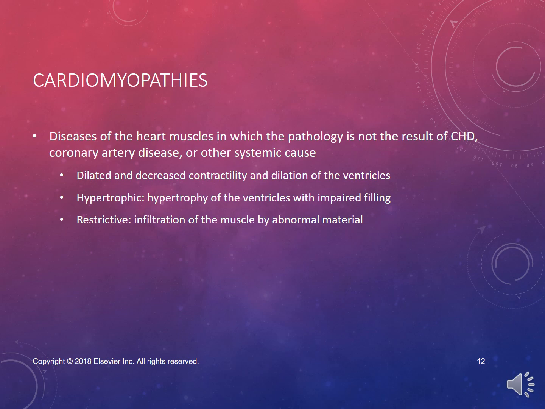There's hypertrophic, which is hypertrophy of the ventricles and has impaired filling. And there's restrictive, which is where abnormal material is causing the heart to not pump appropriately. Your most common is going to be hypertrophic cardiomyopathy. Again, the cardiac muscles become very enlarged, they become stiff, they're not able to pump the proper way. It is one of the leading causes of sudden cardiac death in our adolescent population.